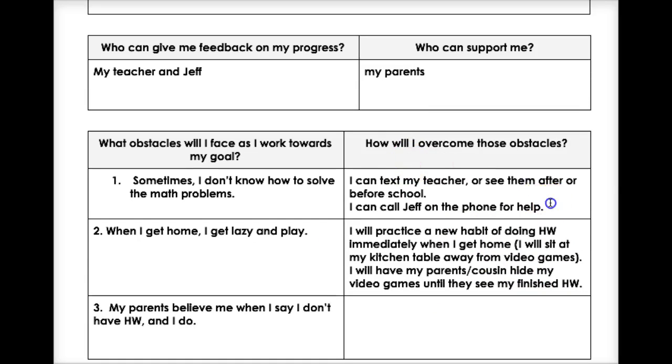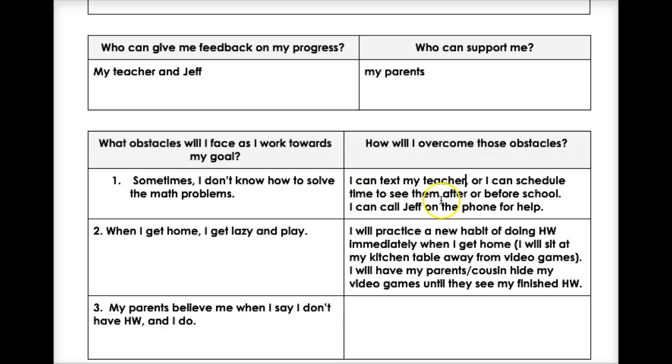But the real key is you need to check and make sure these are SMART, too. So specific: text my teacher, see them after or before school. Okay, it's a couple different things. So if these are all separate things, those are specific, right? Maybe not see them, I can schedule time to see them, right? So that's me going out of my way. Measurable, okay. Did I text my teacher? Did I not, right? Did I schedule an appointment? Did I not? Did I call Jeff or did I not, right?